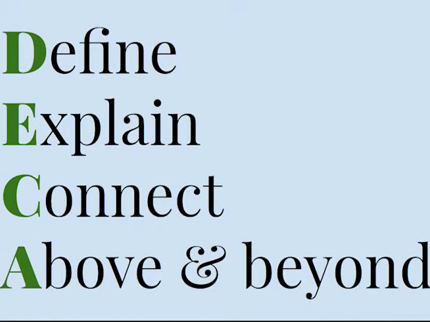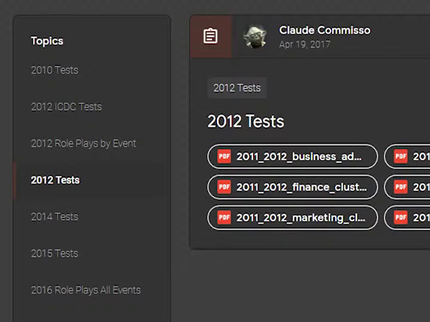Each event category is a specific pool of performance indicators, so you should make sure to study the performance indicators for your respective event category. Now we will discuss what you should do to study and prepare. You can find plenty of sample roleplays to study from on the DECA classroom.